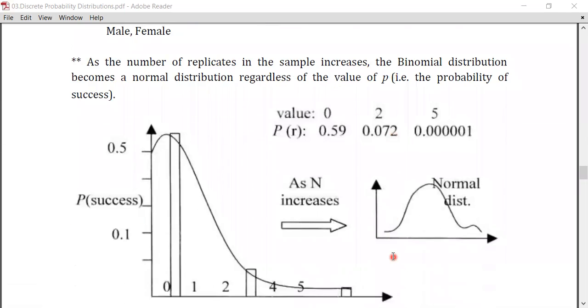If you go through these graphs, you can see values from 0 to 5, with probabilities like 0.5, 0.7 to 0.001. If you have small values, you will get a distribution like this. But if the value of n increases, it means the number of successes is increasing, then this will tend to a normal distribution.